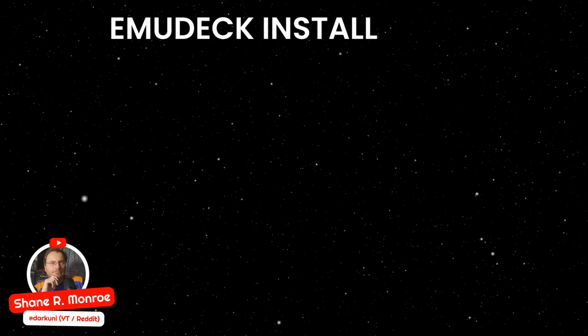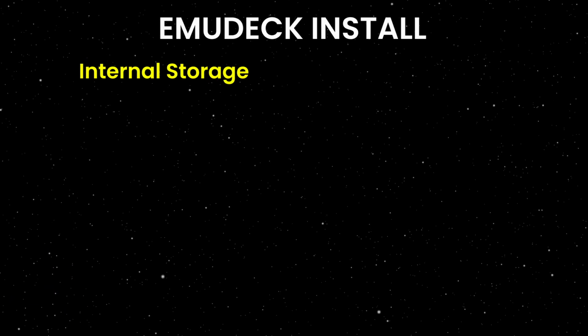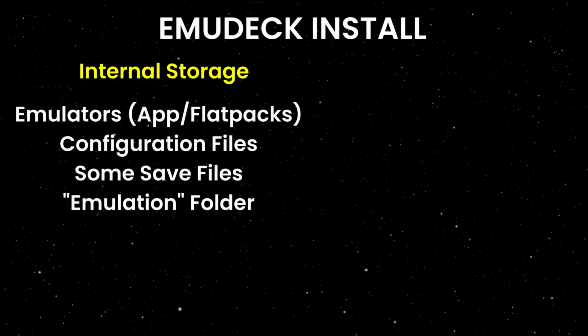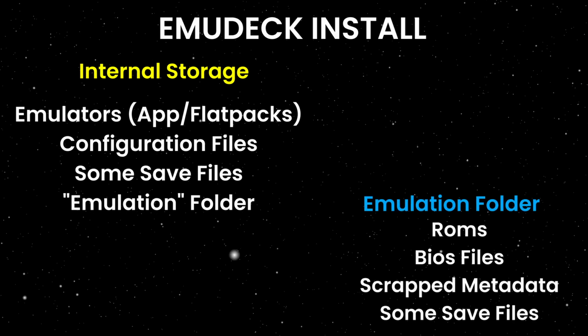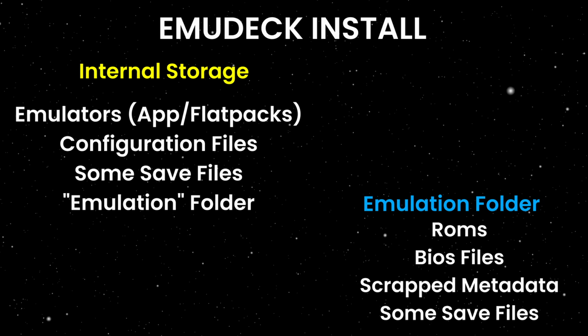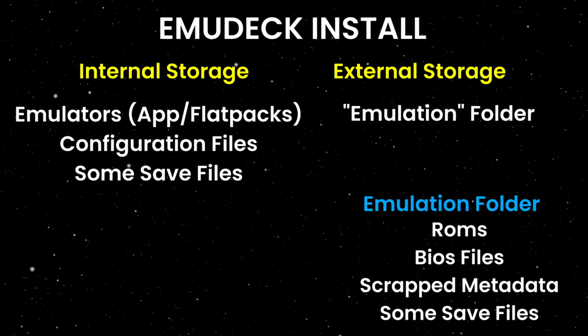Before we get started, let's talk about what an EmuDeck install actually is. When you installed EmuDeck, a lot of stuff went to internal storage, no matter what you chose. Emulators, configuration files, some of your save files, and the emulation folder could optionally be there. ROMs, BIOS files, scrape media, some of your save files. During the install, you may have elected, say, your MicroSD card, and that's where the emulation folder was created.